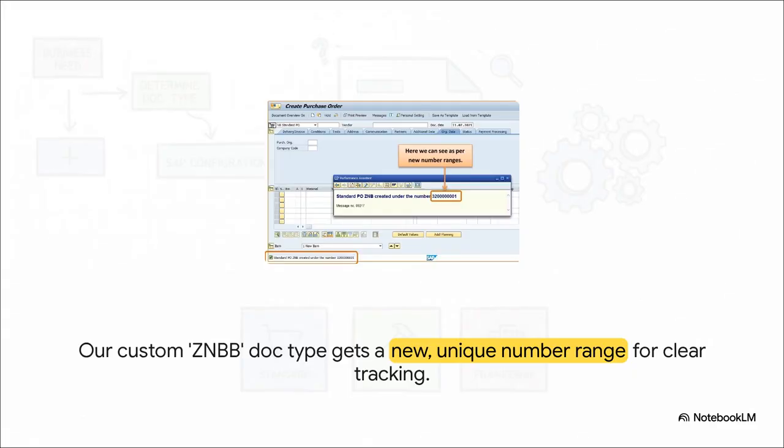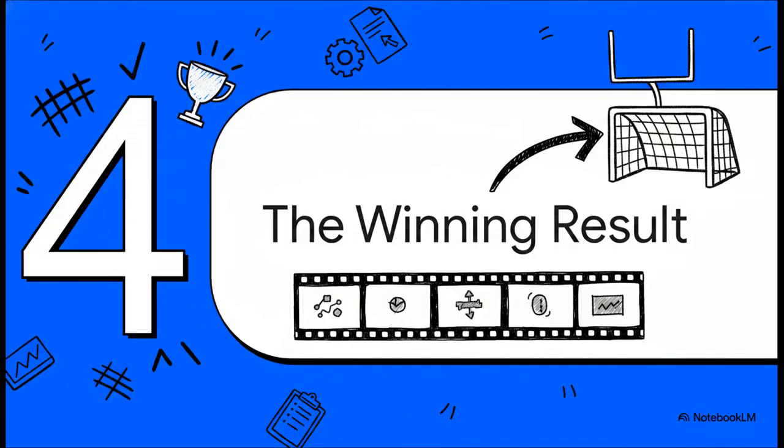And finally, we can see our custom PO, standard PO ZNB, has been created, and it has its own unique number. This gives our custom play its very own section in the team's official record book, which makes it completely separate from the standard plays for super clear and easy tracking. So what's the final score here? What does all this customization actually get you? Let's roll the highlight reel and recap the key takeaways from this whole game-winning process.